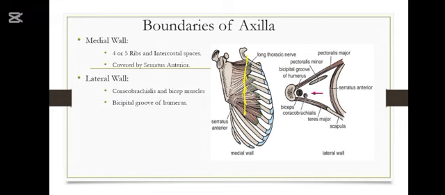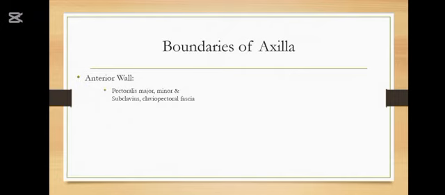Then the lateral wall. In the lateral wall, coracobrachialis and the biceps muscles are present, and the bicipital groove of the humerus is also present. Here you can easily differentiate these things. Then the anterior wall. In the anterior wall, three muscles and one fascia are present: pectoralis major, pectoralis minor, subclavius, and the clavipectoral fascia. Then the posterior wall also contains three muscles: teres major, latissimus dorsi, and the subscapularis muscle.